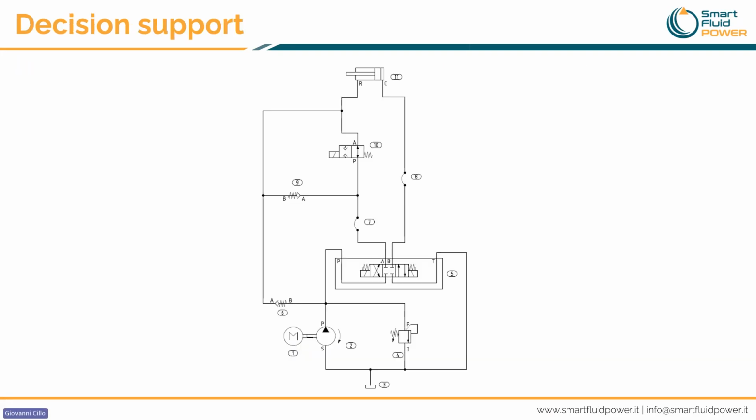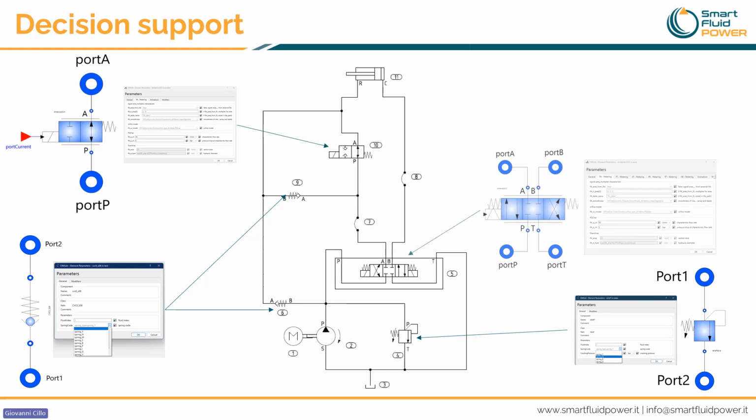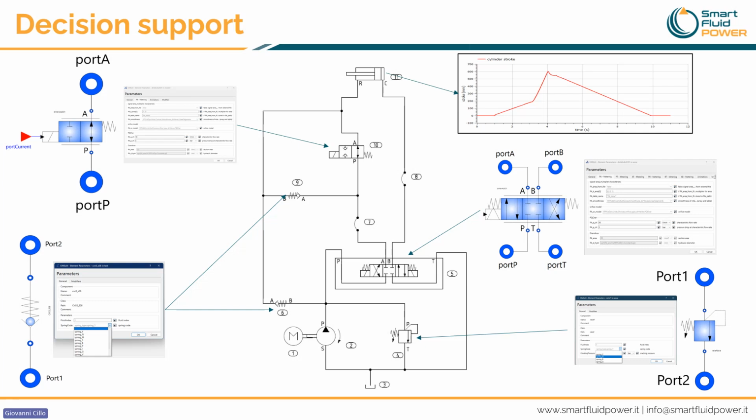Another use case that naturally emerges from this workflow is customer decision support. By using simplified models of the circuit components, we can quickly perform functional and performance checks. This makes it possible to respond to customer requests in a faster and more reliable way. In this example, the valves are included as models that reproduce the catalog curves. This allows verification of the circuit's functionality, for example, by analyzing the cylinder stroke or its energy performances, for example, with the hydraulic power.